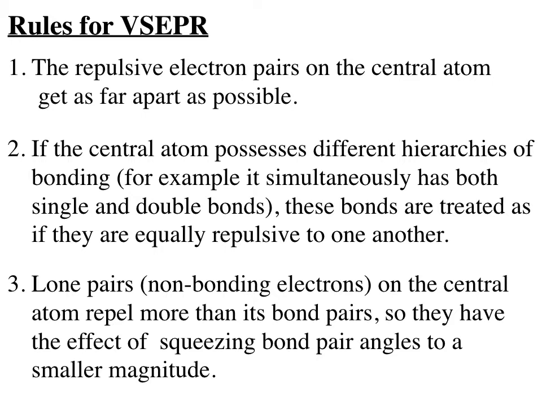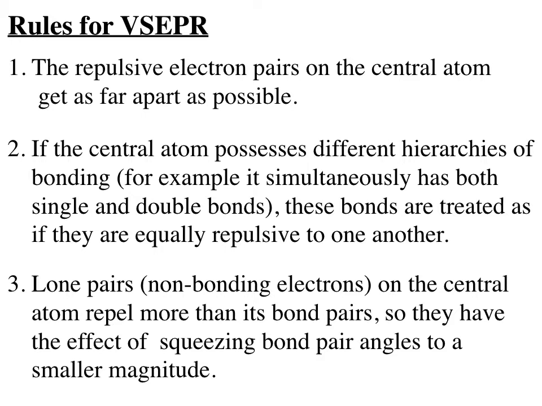Now then, a central atom will have a number of these pairs around it as it bonds outwardly. Maybe it's not even totally bonding, but it has non-bonding pairs as well. But the point would be, no matter what kind of pairs they are, bonding or non-bonding, those pairs on the central atom get as far apart as they can. If the central atom possesses different hierarchies of bonding, meaning single, double, triple bonds or whatever, these bonds are treated as if they are exactly the same and repel each other exactly the same.